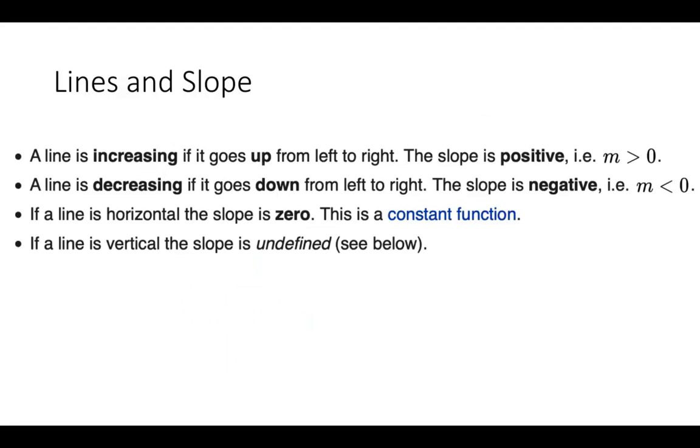A line is increasing if it goes up from left to right, giving a positive slope. It's decreasing if it goes down from left to right, giving a negative slope. A horizontal line is defined to have a slope of 0 and is a constant function. In a vertical line, the slope is undefined.